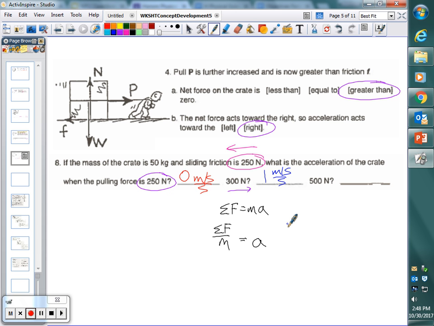Do you understand? 50 divided by 50. Are you okay with this? The net force is 50 because of this difference right here, right? But the mass is 50 because of this. So we have 50 newtons over 50 kilograms. That gives us that acceleration. Good?